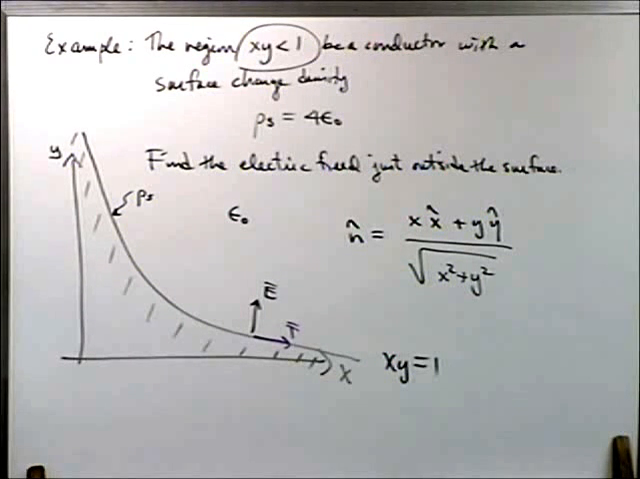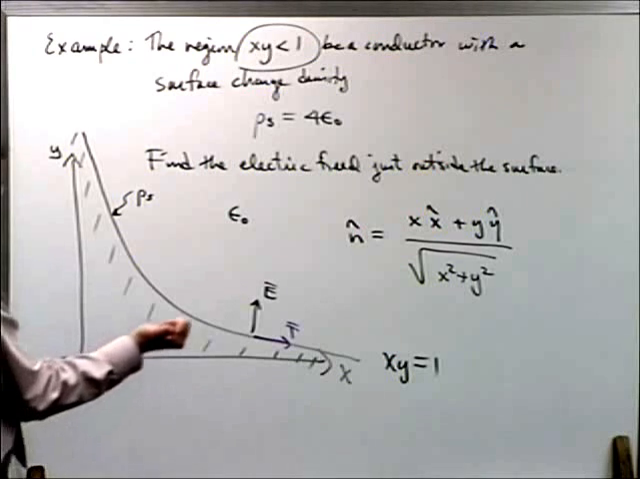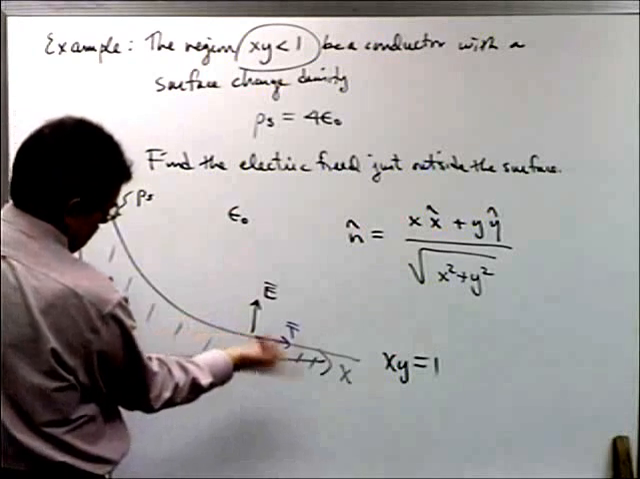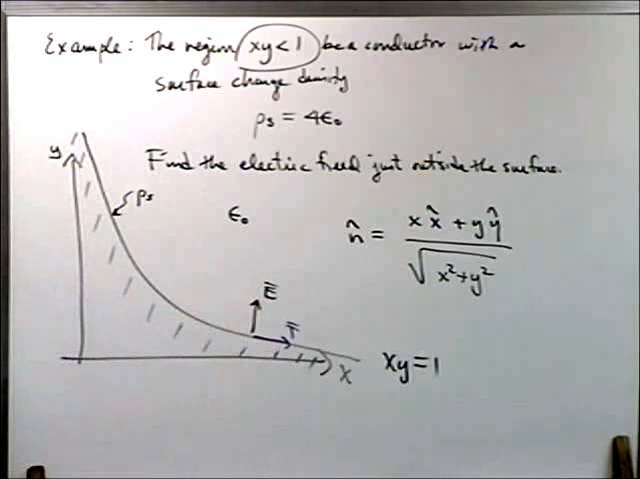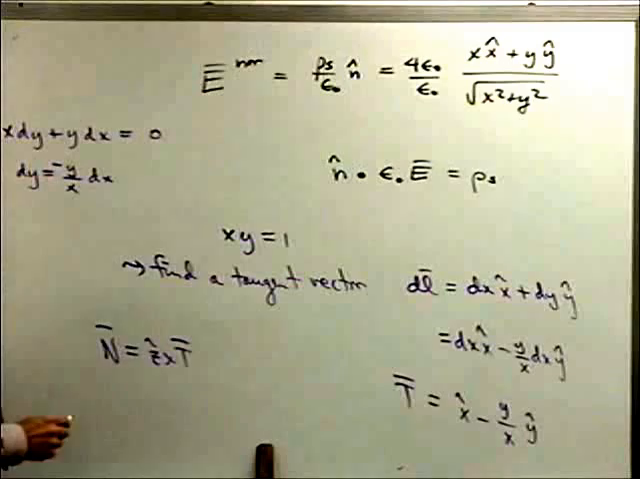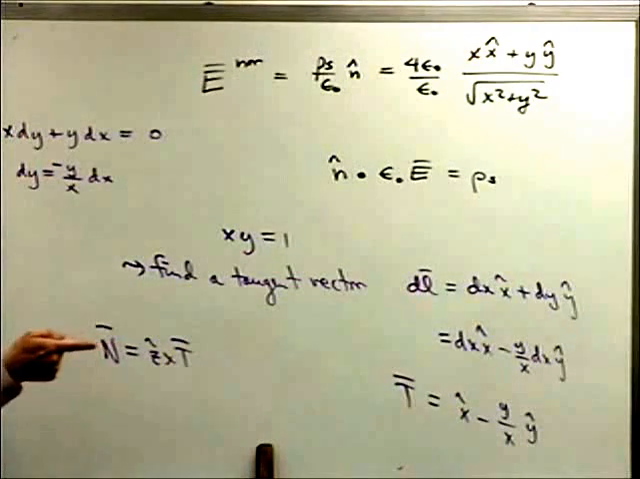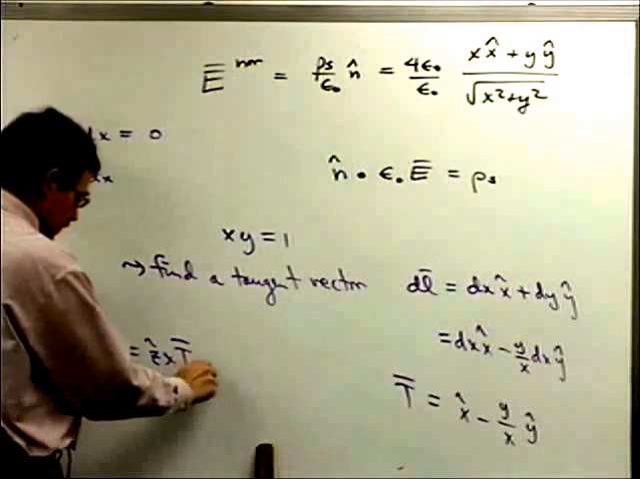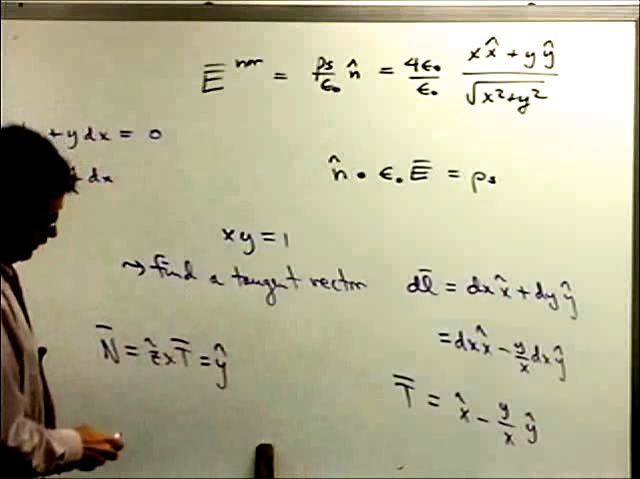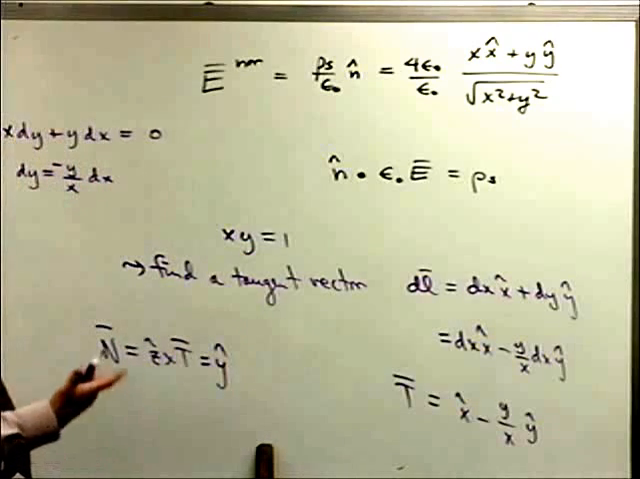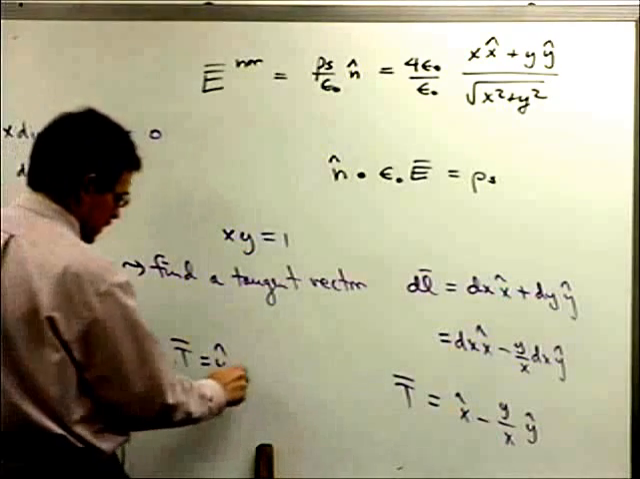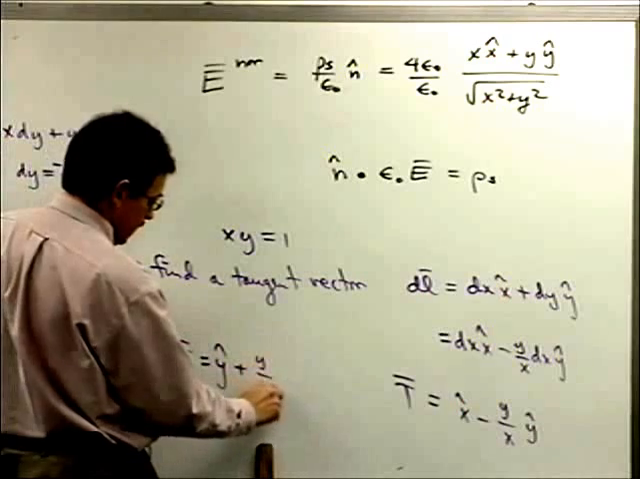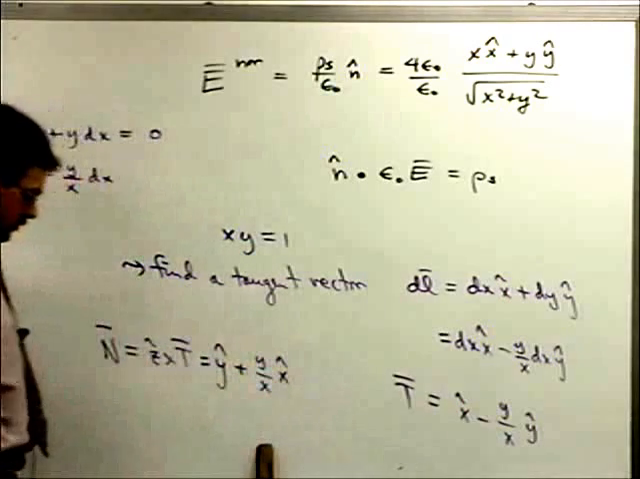One way of doing that is to take z hat, which is out of the board, cross it with t to get n. So n in this case would be z hat cross t. Z cross x is y, so this is y hat. Z cross y is minus x, so this becomes a plus y over x, x hat.